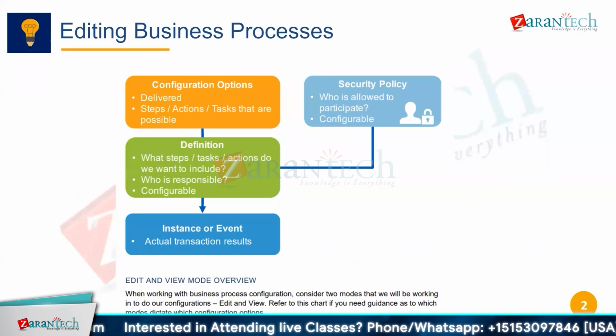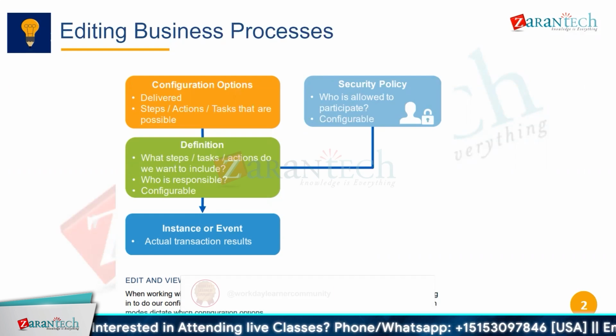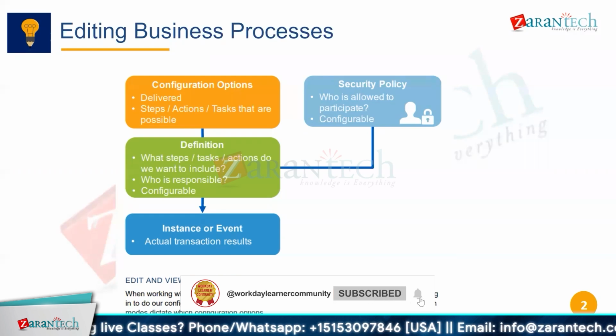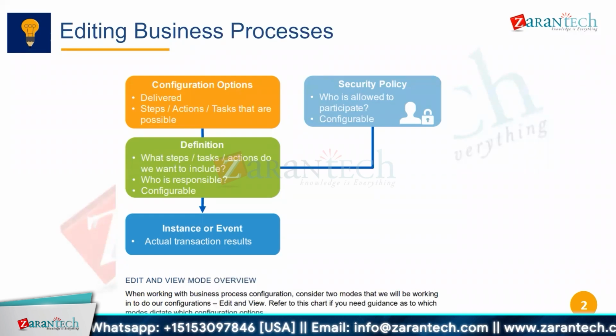So when you are editing a business process, we have to look at the configuration options, like which steps, actions, and tasks are delivered and possible, and the security policy side by side, who is allowed to participate, and it is configurable. So in the definition, what steps, tasks, and actions do you want to include? Who is responsible? And again, this is configurable as well. Then comes the instance or event, which is the actual transaction result.